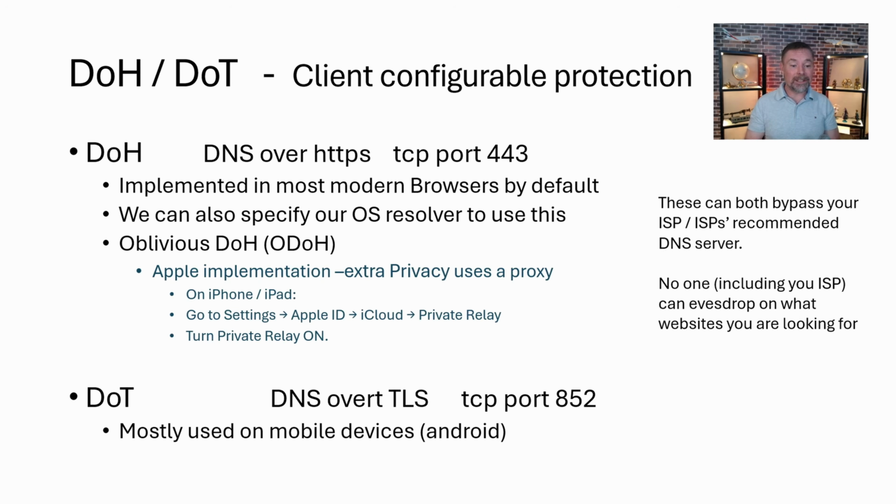You can implement it on iPhones, iPads. You need to go to your settings, Apple ID, iCloud, and turn on Private Relay. And then you'll be good to go. So it's a pretty good privacy step. Now, the other one we might see on an exam is DoT, DNS over TLS. It uses a different port, 853, very, very similar to DoH, just uses a different port number. And that is turned on by default on most Android operating systems, DoH and DoT.